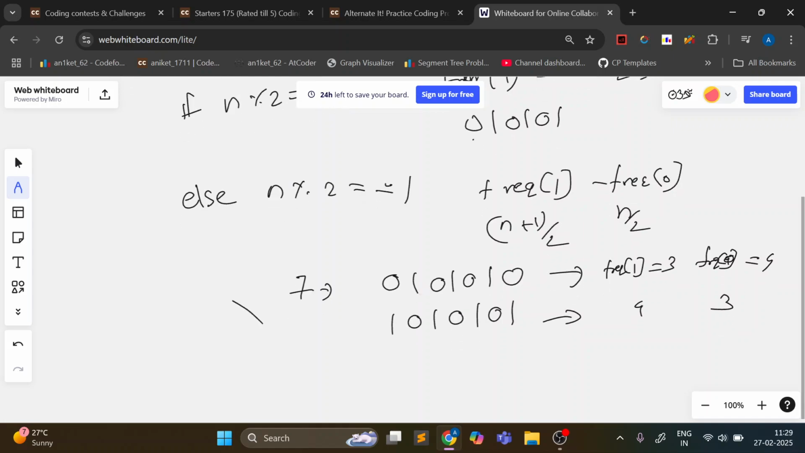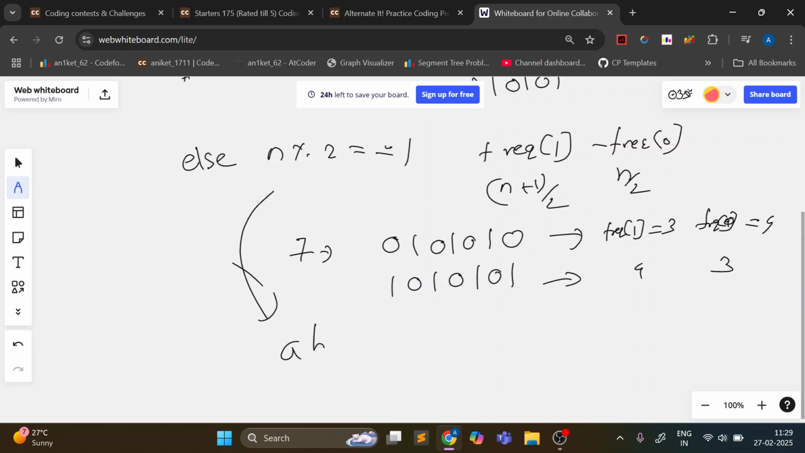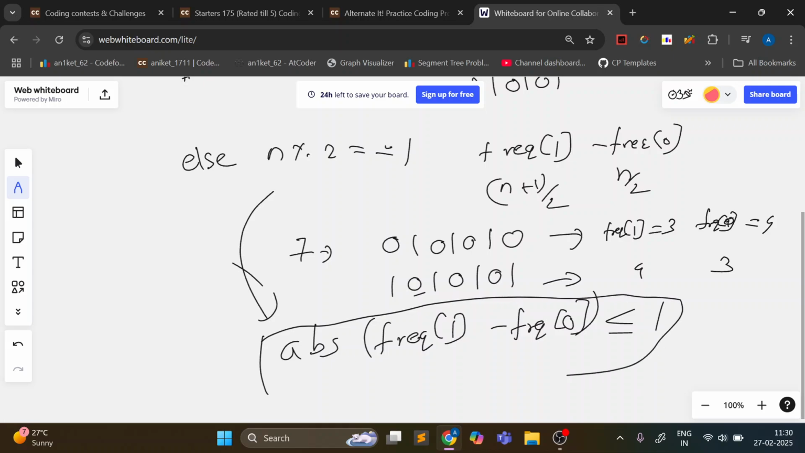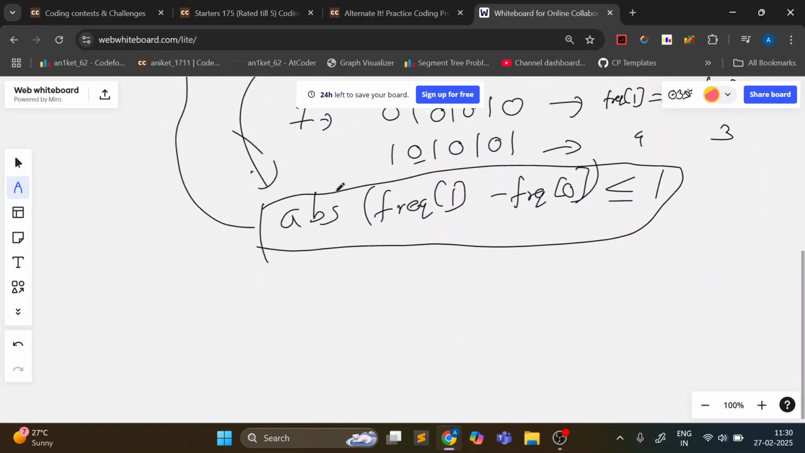So in simple terms, we can reduce the frequency condition to one condition, that is, the absolute difference between the frequency of 1 and 0 should be less than or equal to 1. So this condition will satisfy both our cases. For both n even and n odd, both conditions will be satisfied by this single condition, that the absolute difference between the frequency of 1 and 0 must be less than or equal to 1 for an alternating string.